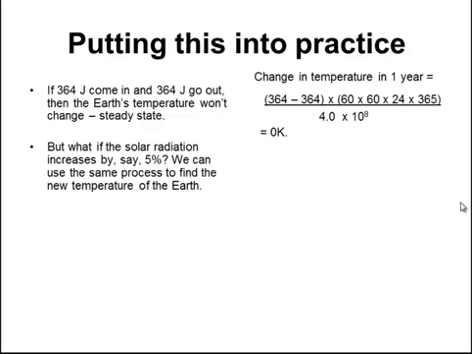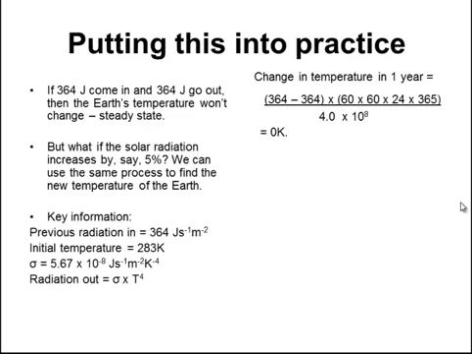Now, if we, let's say, increase the solar radiation by 5%, we can go through this process and see what happens. Our key previous information is that the previous radiation was 364, the initial temperature is 283, we know the Stefan-Boltzmann constant, and we know that radiation out equals Stefan-Boltzmann's constant times T to the power 4.